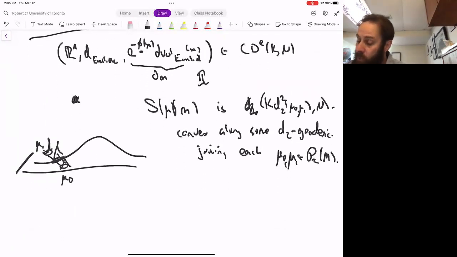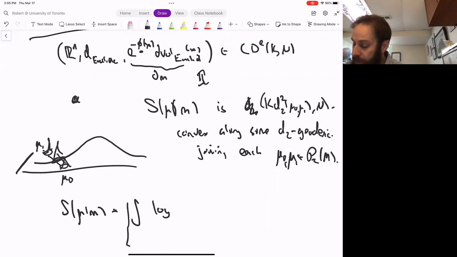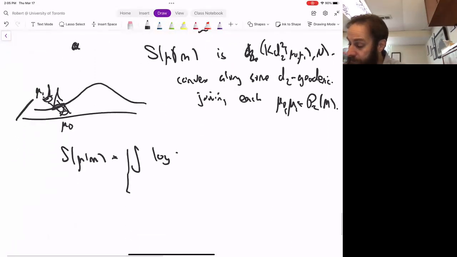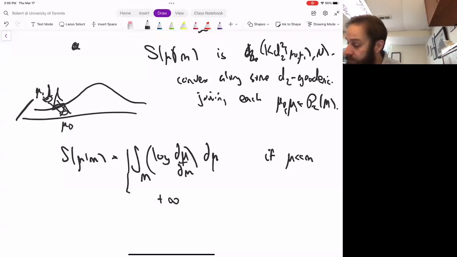And so here S of mu m is basically the integral of the log of d mu dm with respect to mu, if mu is absolutely continuous, and it's plus infinity otherwise, with some convention about what happens in case this doesn't converge absolutely. But I don't need to worry about those conventions if the measure on the whole space is finite.